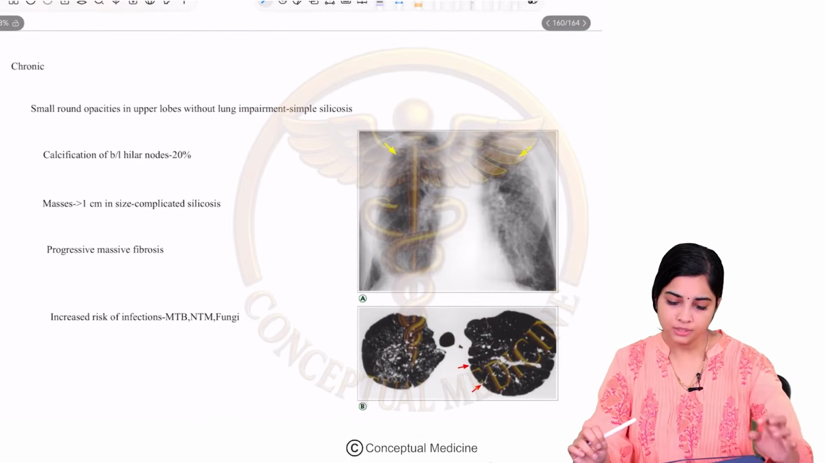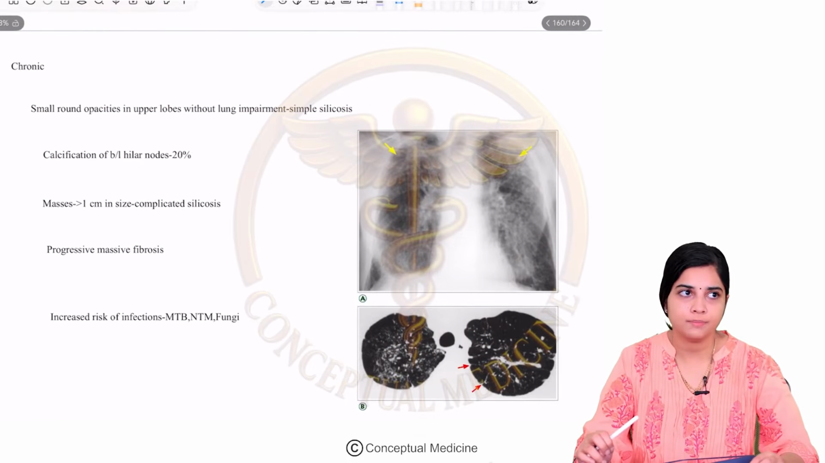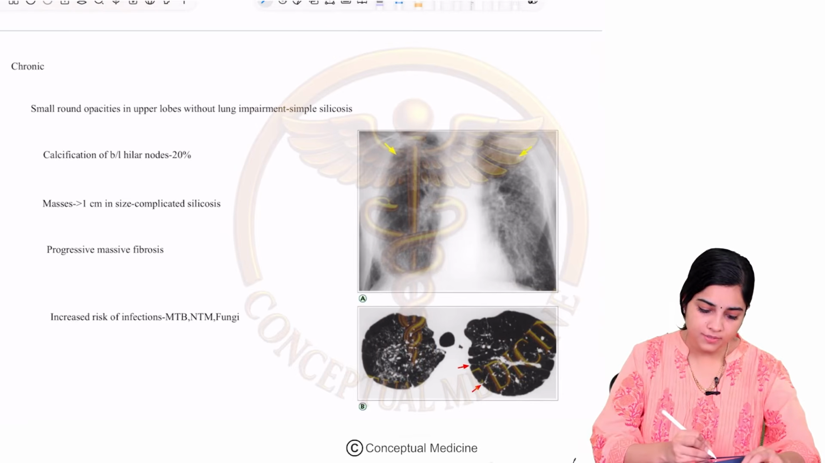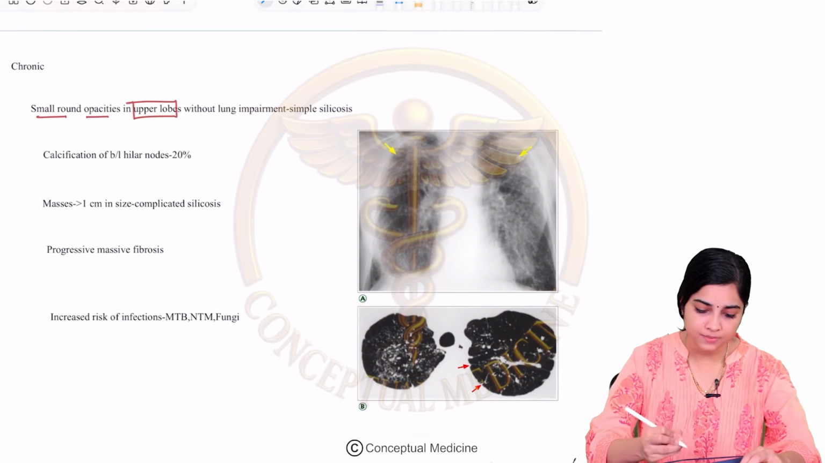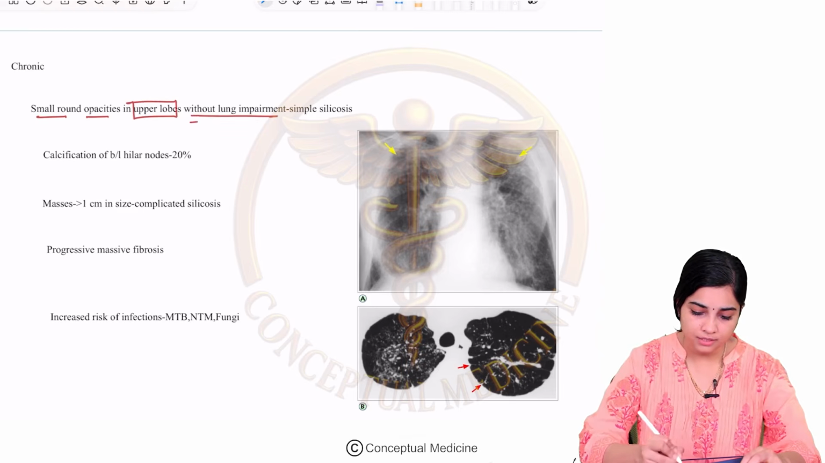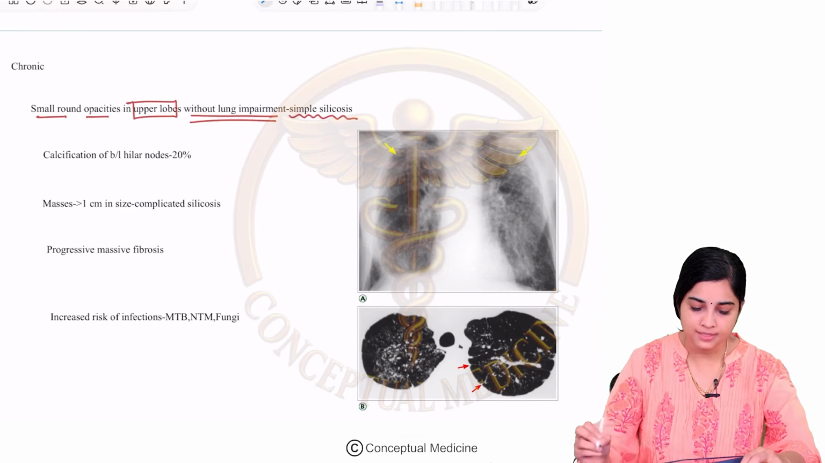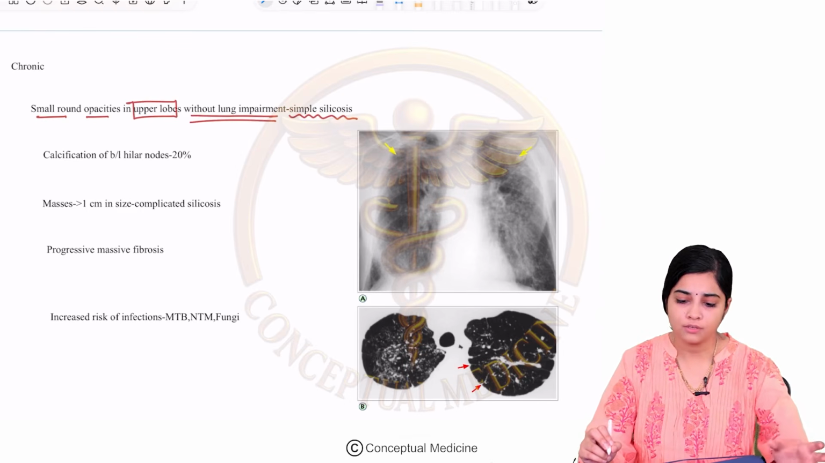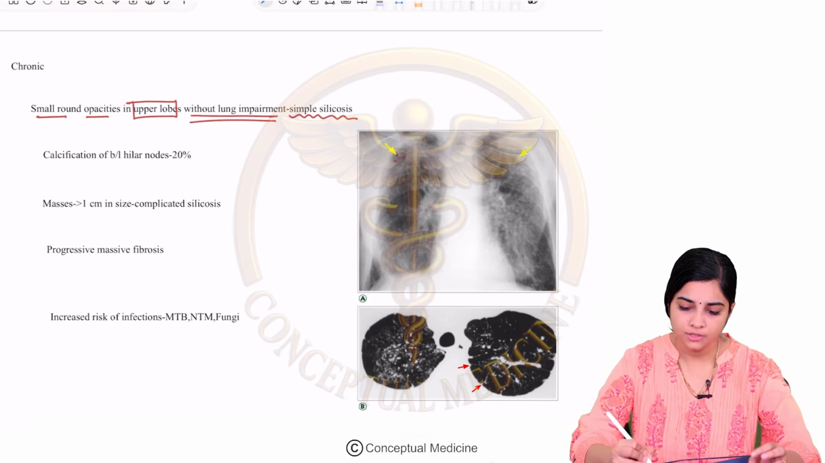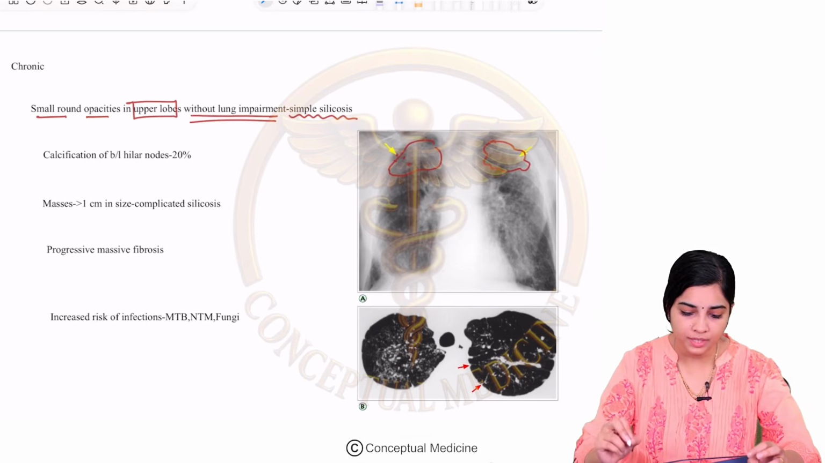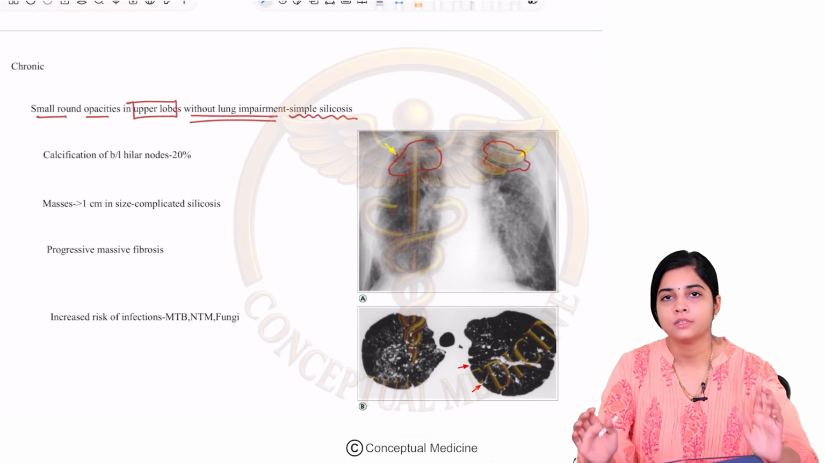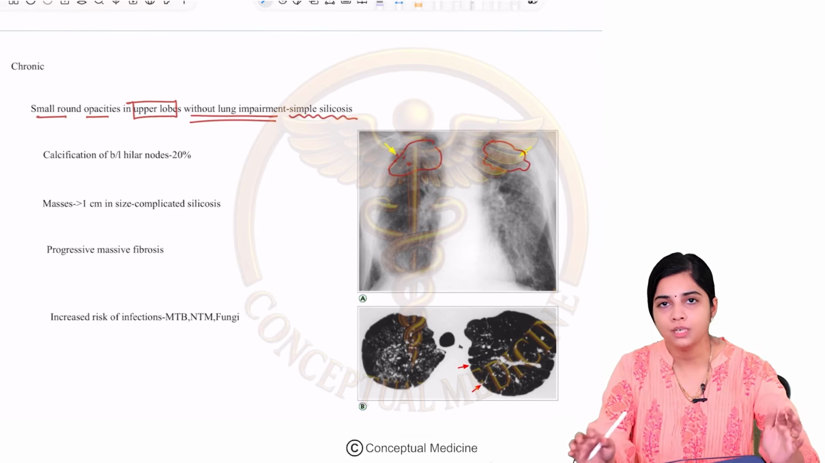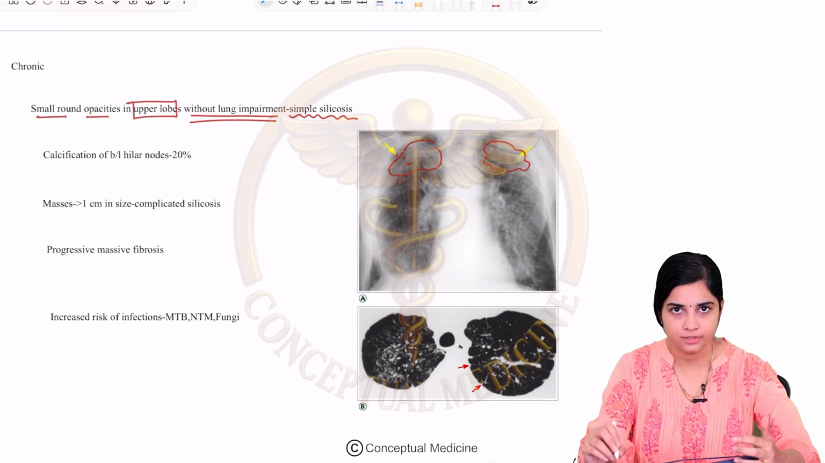Okay, let us look at chronic silicosis and how it presents. So chronic silicosis is characterized by small round opacities in the upper lobes. If it is without lung impairment, it is called simple silicosis. Simple silicosis is characterized by small round opacities or nodules predominantly involving the upper lobes, and it usually does not cause lung impairment.